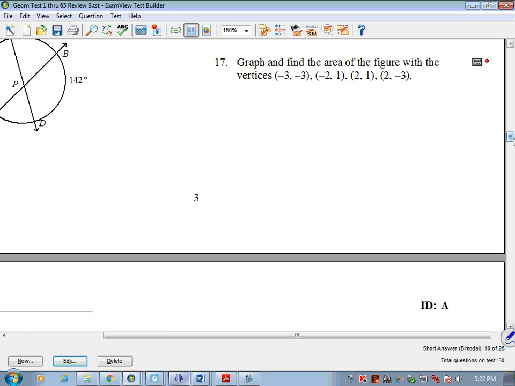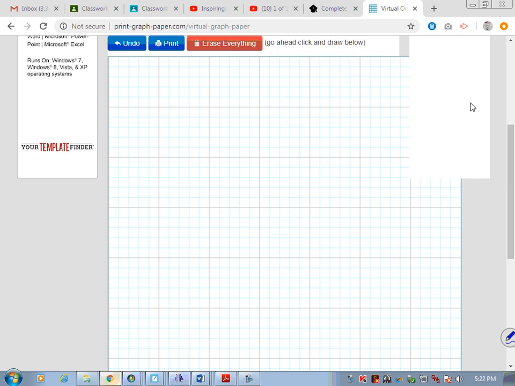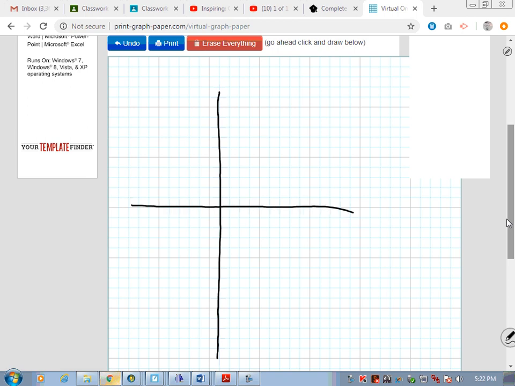Graph and find the area of the figure with the vertices. All right, we want these vertices, -3, -3. All right, graph and find the area. So let's move over to some place where we can do some graphing. Our virtual graph here. Okay, let's make a coordinate plane. Okay, I'm going to look at my sheet here so I can see we got -3, -3.